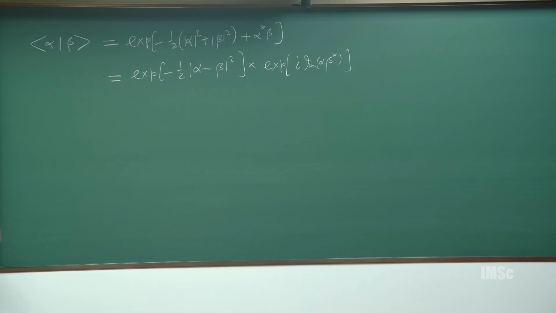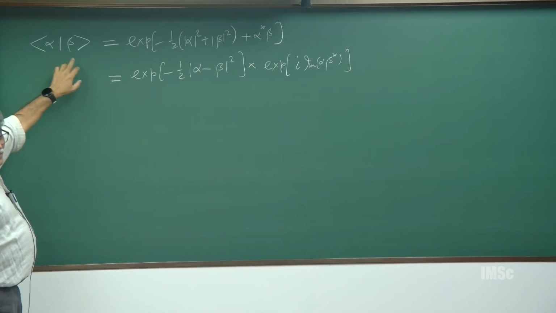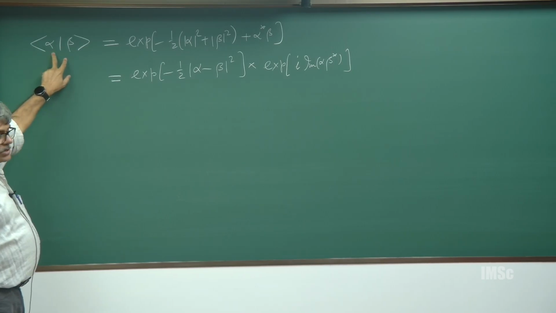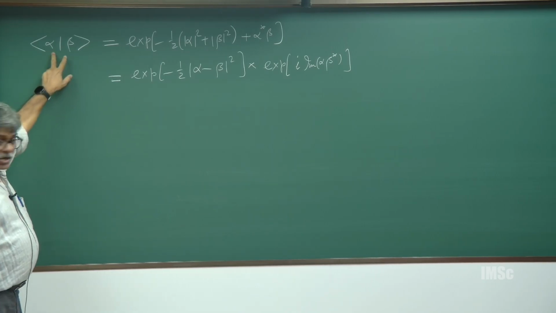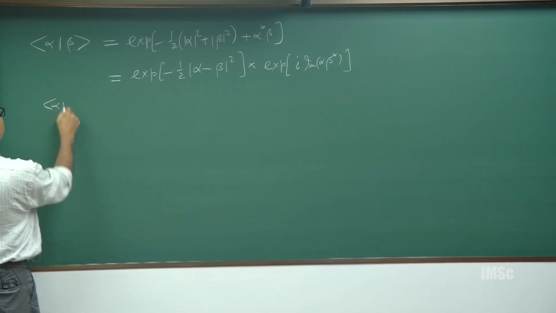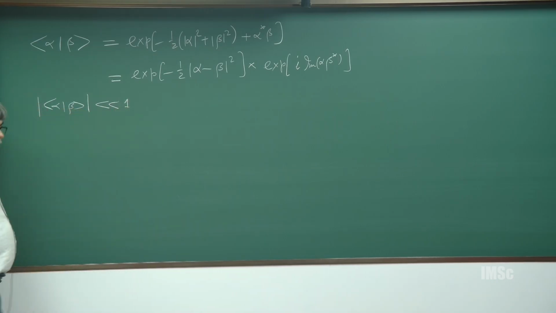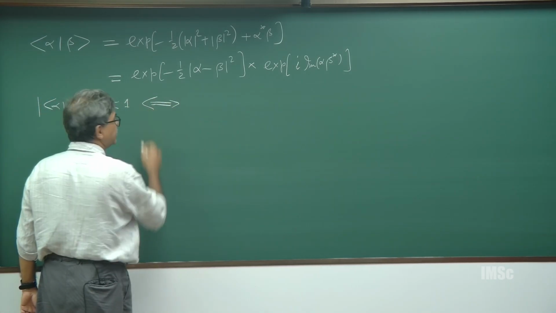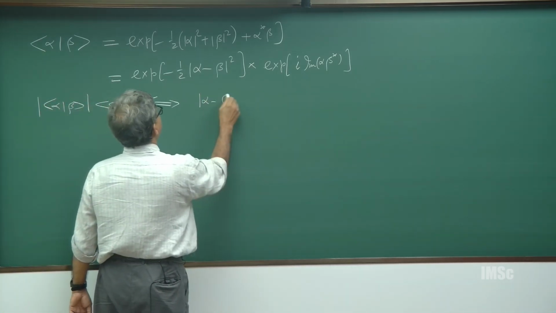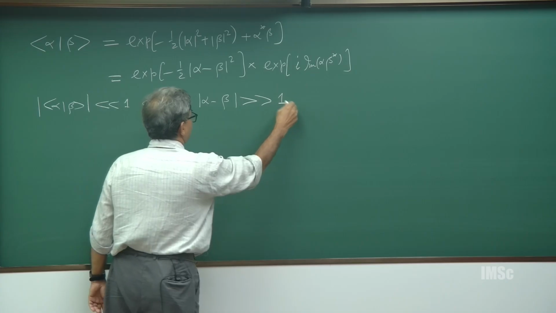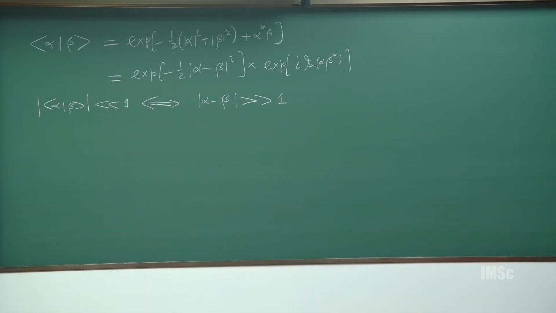You see that any two coherent states are not orthogonal. If I want the overlap magnitude of alpha and beta to be much less than 1, that is, close to 0, this is equivalent to saying that |alpha minus beta| is much greater than 1. That means the two points in the complex plane must be very far apart in order that they are almost orthogonal. Okay, good.